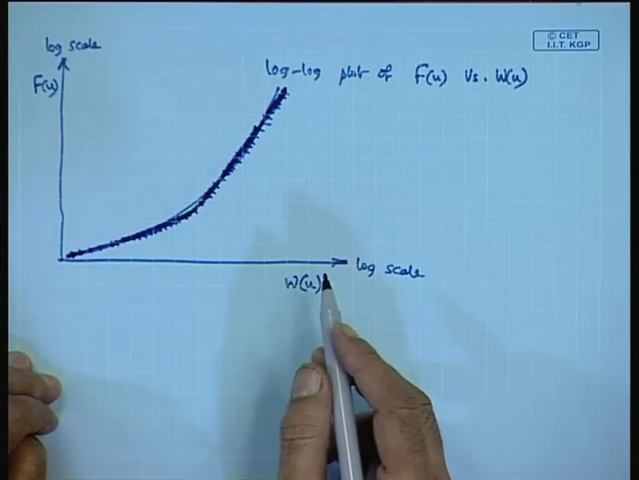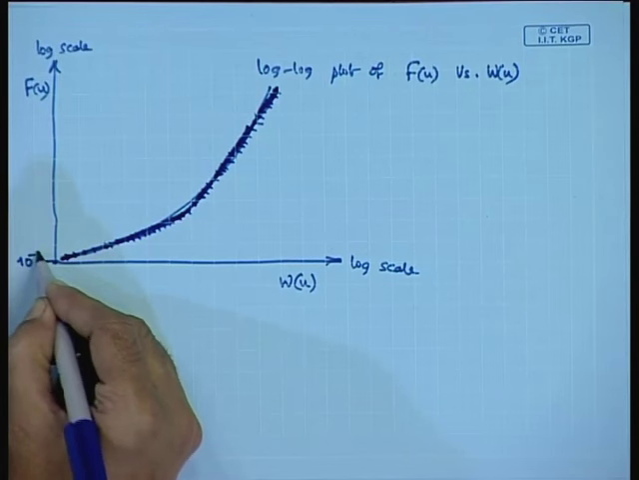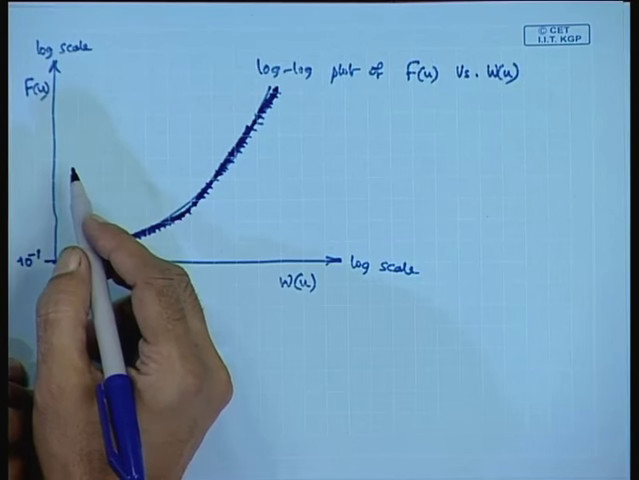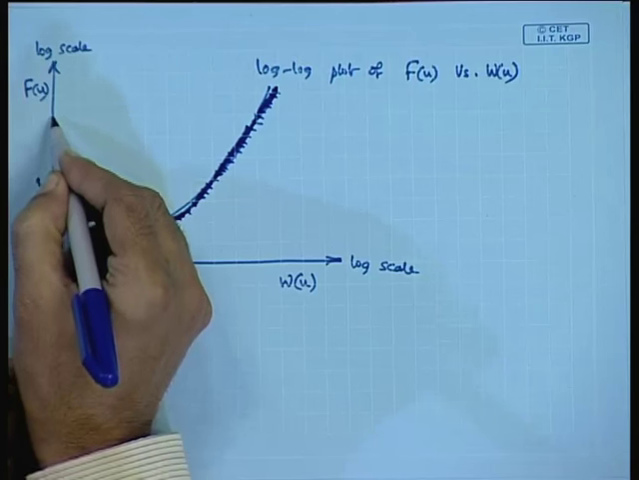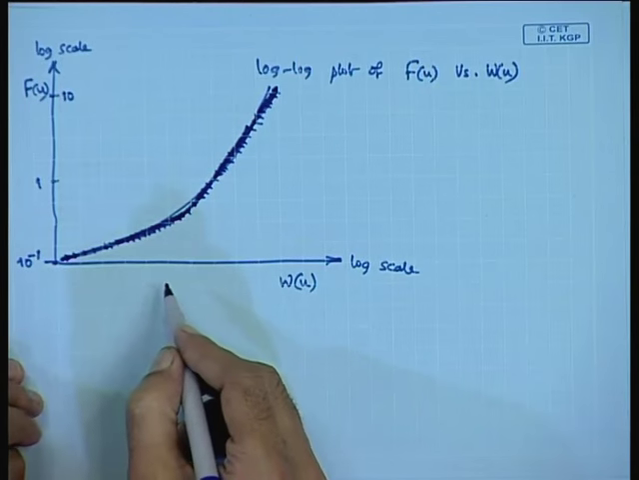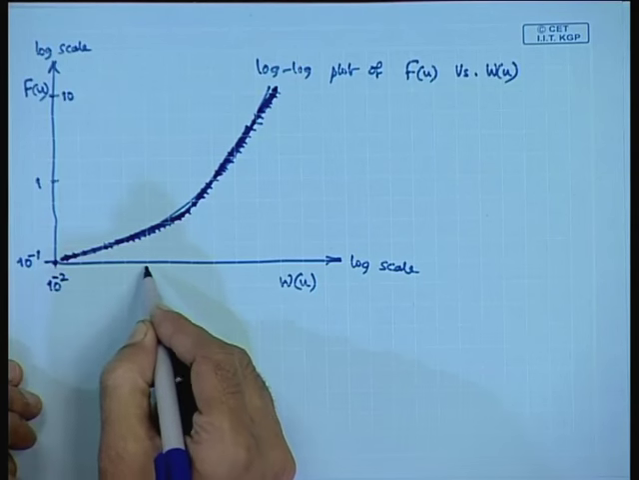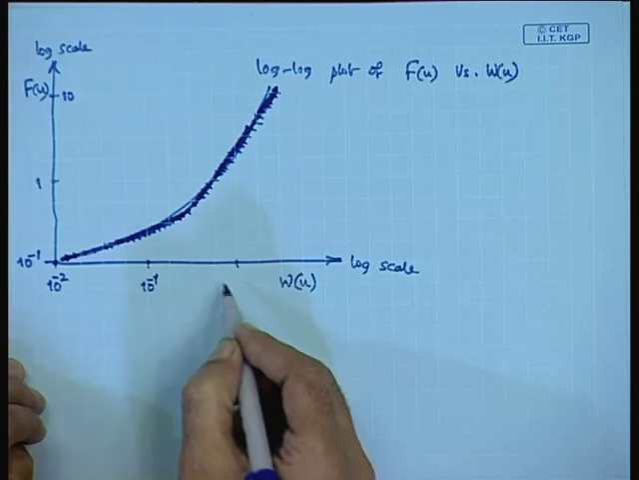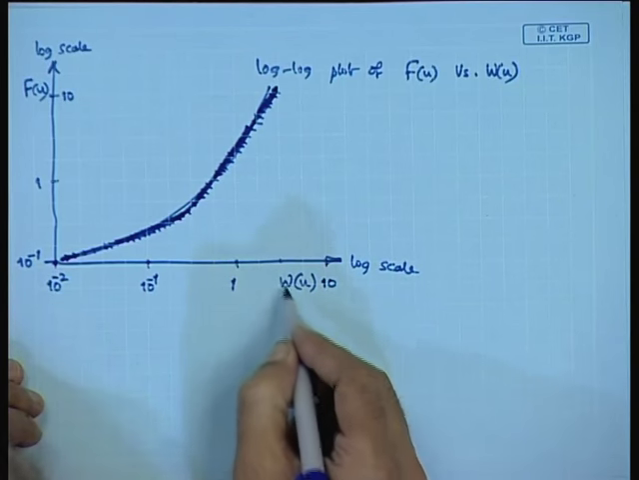Typically, the F(u) axis may start with 10 to the power minus 1, then 1, then 10, and similarly the W(u) axis is 10 to the power minus 2, then 10 to the power minus 1, then 10 to the power 0, or 1, then 10, and so on.